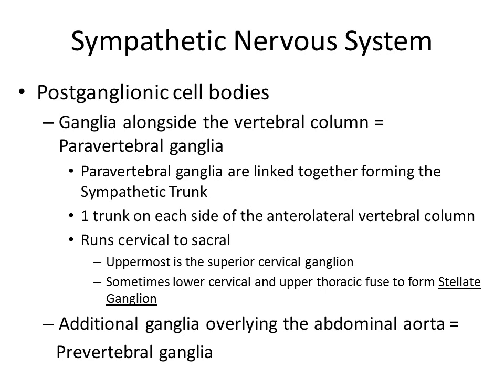Postganglionic cell bodies are located in either ganglia that are alongside the vertebral column, known as paravertebral ganglia, or ganglia that lie just anterior to the abdominal aorta, known as prevertebral ganglia. The paravertebral ganglia are linked together by axons of the preganglionic neurons. These form a chain of ganglia, and the chains of ganglia are known as the sympathetic trunk.